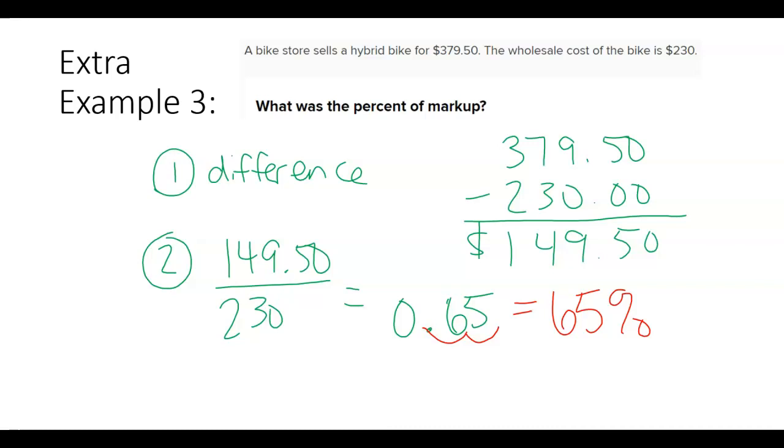So now that you've paused and tried this problem, the answer is 60%. If you have questions on that, we can talk about it in class tomorrow.